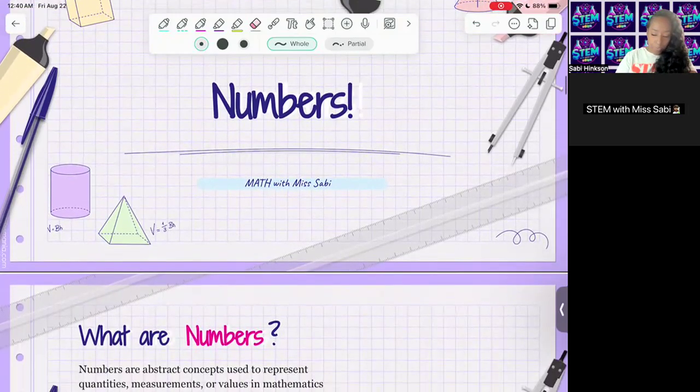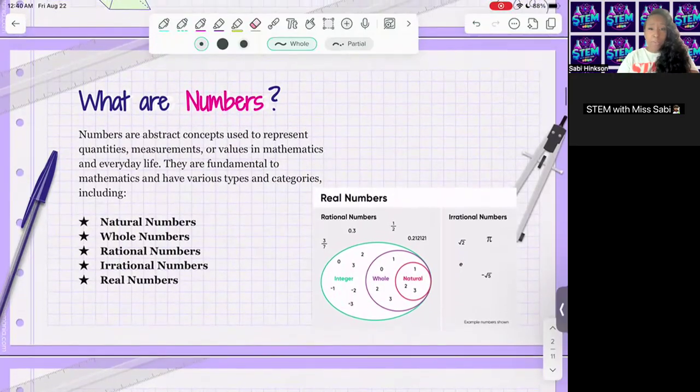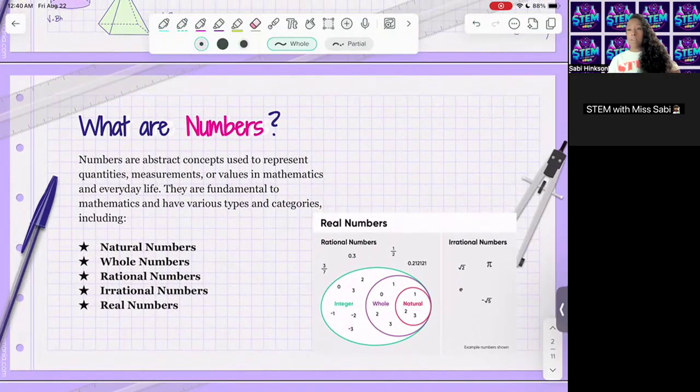Okay, so, defining what numbers are. We just know what numbers are, but if you're asked to define them, you're like, well, I don't know, they're the things we use to count. So, what are numbers? Numbers are abstract concepts used to represent quantities, measurements, or values in mathematics and everyday life. They are fundamental to mathematics and have various types and categories, including what we will be looking at. So we're looking at real numbers in high school.